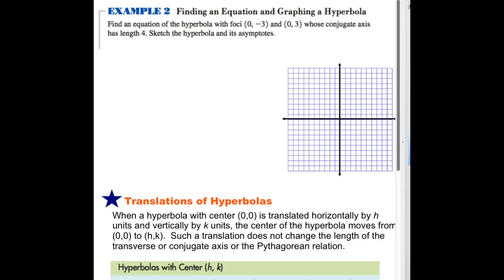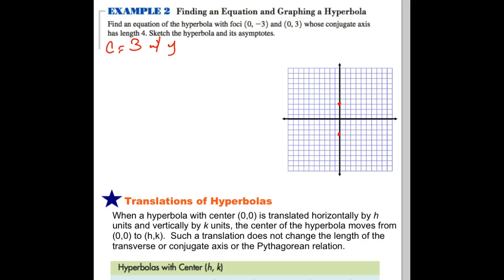Let's try one more of those before we start translating stuff. It says to find an equation for the hyperbola if the foci are at (0, -3) and (0, 3). So if we think about where those are on the graph, what does it tell me? What information is that giving me? It's telling me C is 3, and it's going in which direction? It's going in the y direction. Okay?